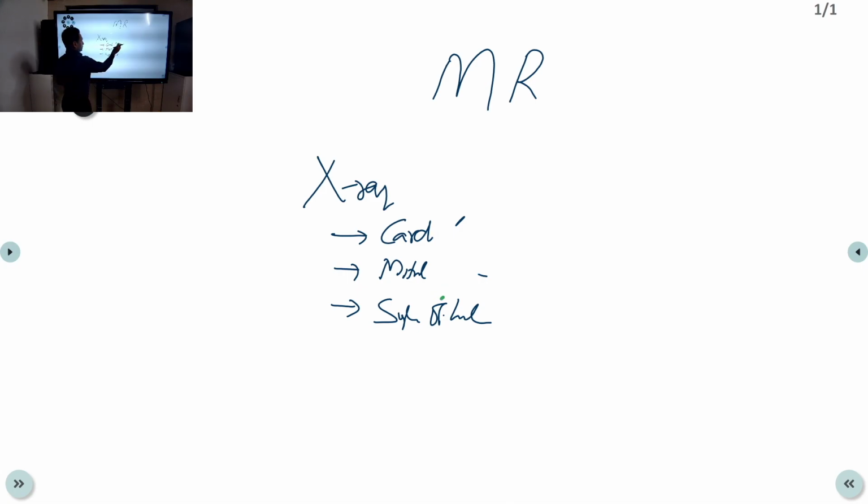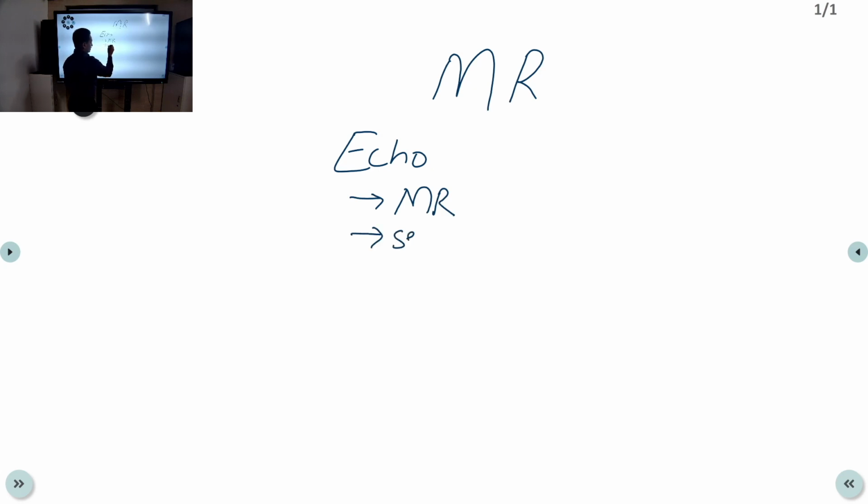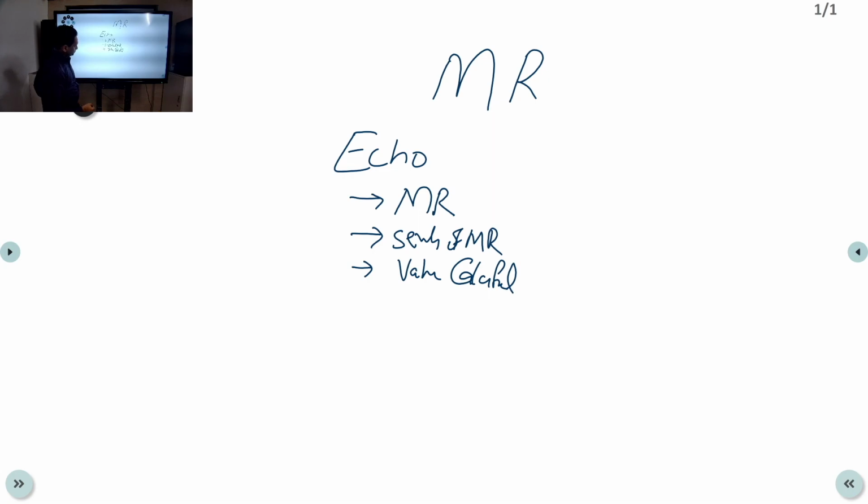Now, let's go to the next investigation, that is echo. Why do we do an echo? One, we want to confirm our findings, so confirm the presence of mitral valve involvement, mitral regurgitation. You can assess the severity of the mitral regurgitation. You can see if the valves are calcified or not, which is important in our management.